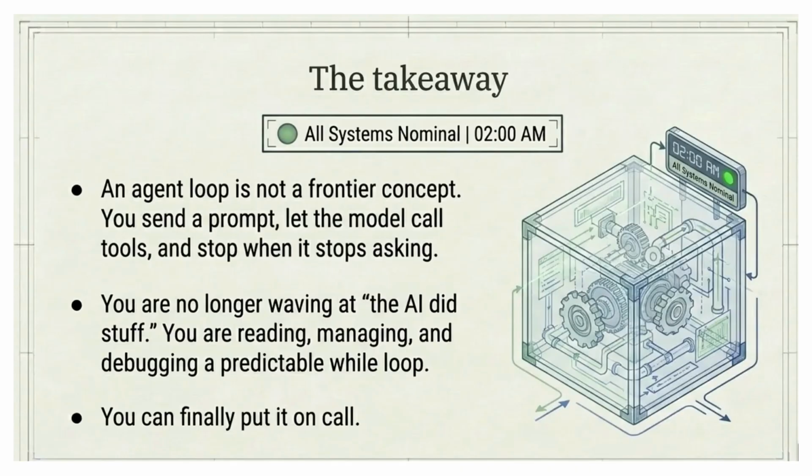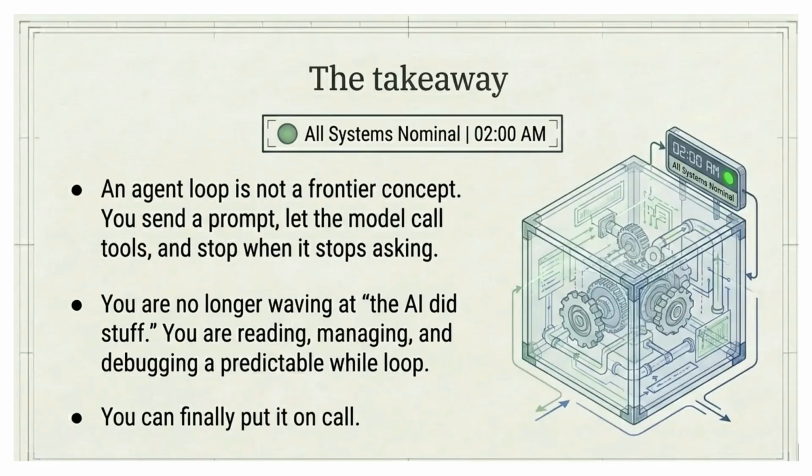The takeaway: an agent loop sounds like a frontier concept and is, mechanically, almost boring once you see it. Send a prompt, let the model call tools turn after turn, stop when it stops asking, read the result subtype to learn how it ended.